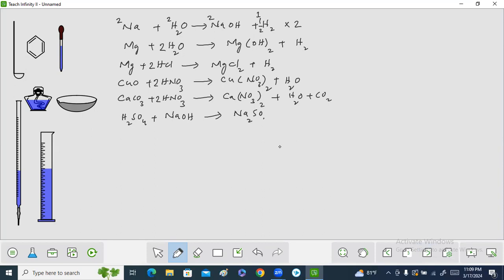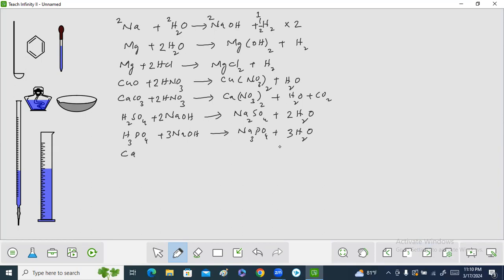So the salt is sodium sulfate plus H2O. So there are two sodium. We can put two here, and now two OH and two hydrogens are there. So that's why we'll get a 2H2O. If we use phosphoric acid H3PO4 instead of sulfuric acid, the same type of products are obtained. Sodium phosphate plus H2O. Now there are three hydrogen. We can put three here. So three hydrogen and three OH will make three water molecules, and the sodium is already balanced.